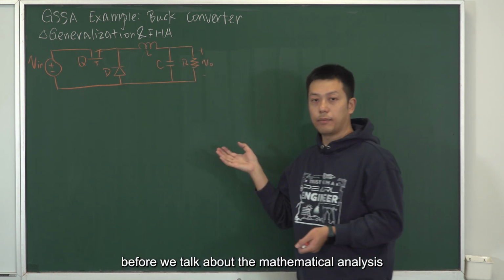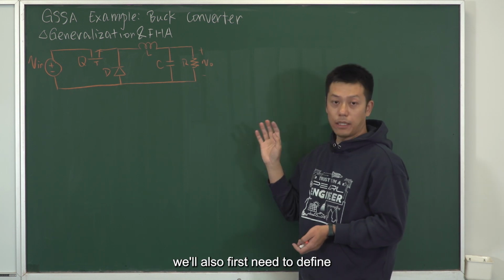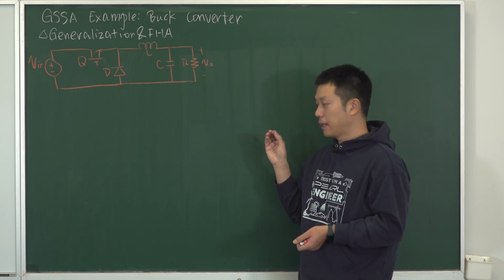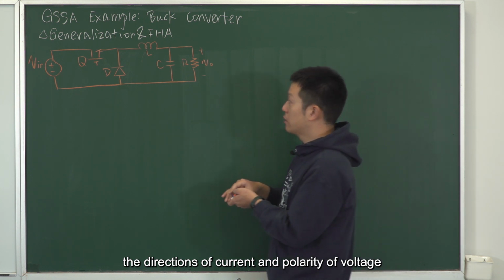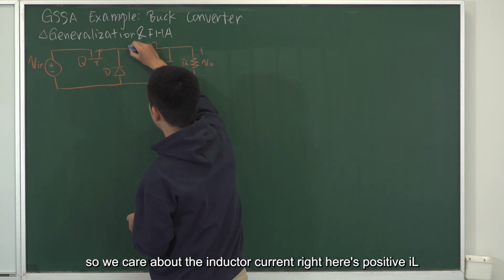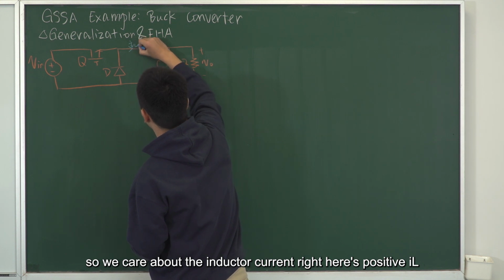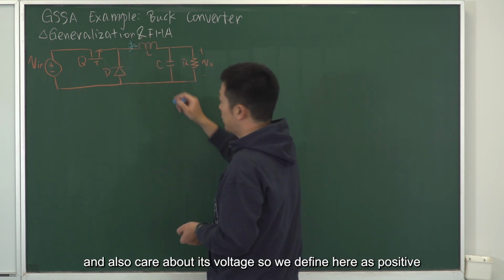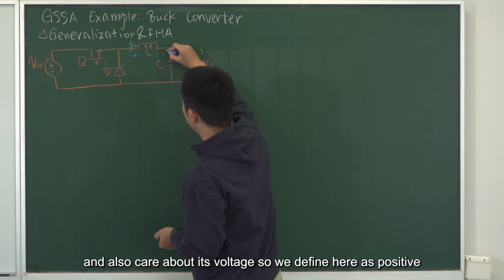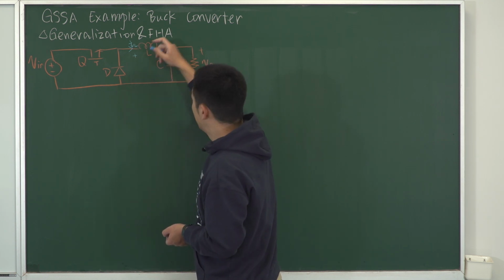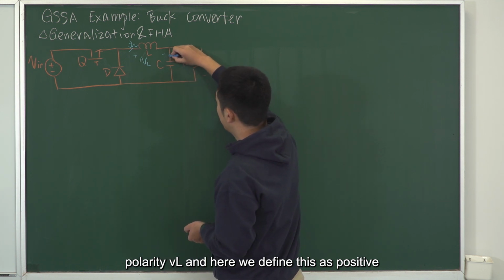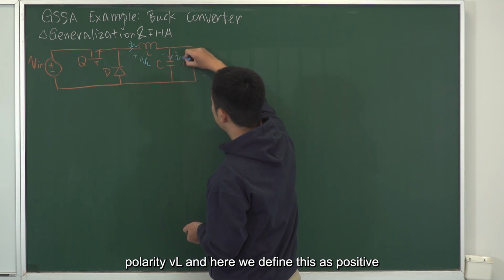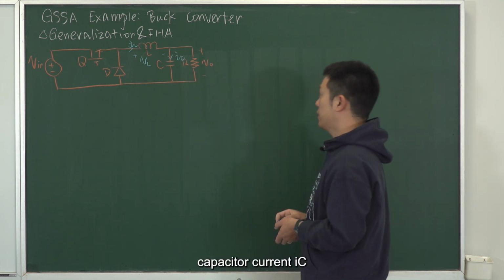Before we talk about the mathematical analysis, we first need to define the directions of currents and polarity of voltage. We care about the inductor current, right? Here is positive IL. And we also care about its voltage, so we define here as positive polarity, VL. And here we define this as positive capacitor current, IC.